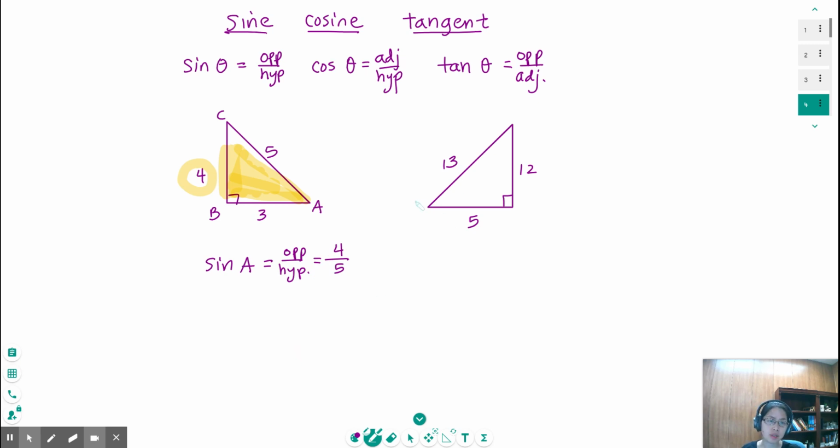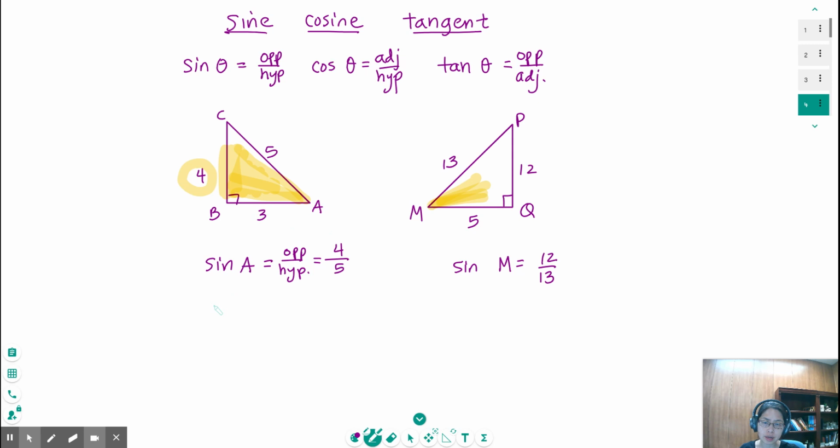Okay. If we look from this corner, let's call this M, P, and Q. We're looking again at the light shining from M. Go ahead and write in your opposite and your hypotenuse. So that will be 12 over 13.